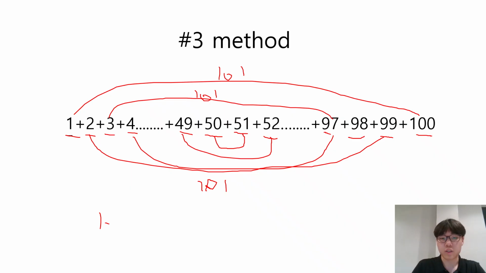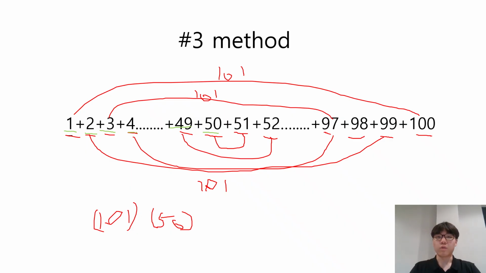So the main point is, how many pairs do we have here? To know how many pairs we have, the pairs start from 1 and go to 2, 3, 4, and stop at 50. So from here we know that we have 50 pairs, each with the value 101. So if we multiply 101 by 50, we get the sum of all the numbers from 1 to 100.